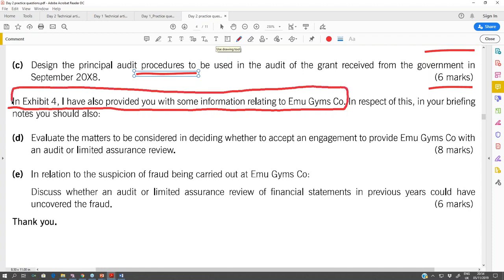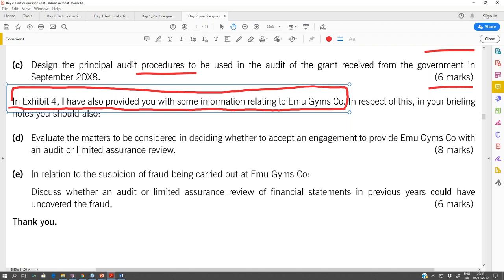This is a very important tendency of the examiner, telling you something in exhibit 5 or exhibit 4 or exhibit 3. We have seen that consistently since yesterday, that the examiner relates a specific exhibit and tells you there is a problem in this exhibit, go and see this. So let's see what's in exhibit 4 about Emu Gym and what we need to do.